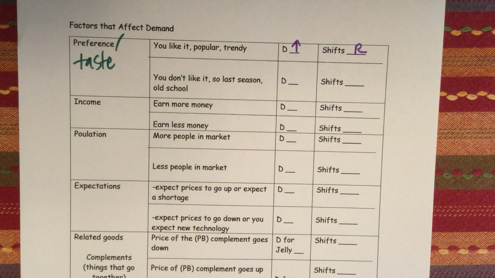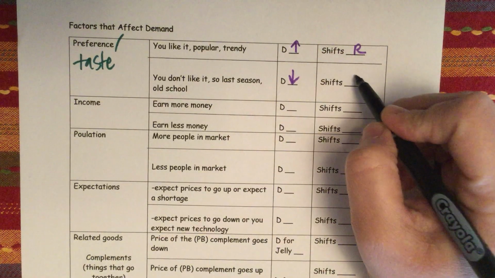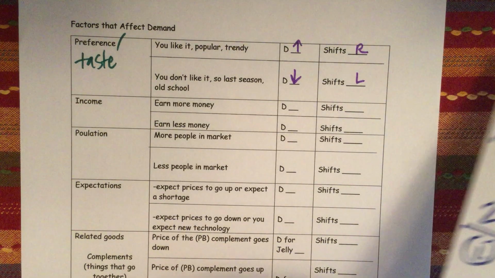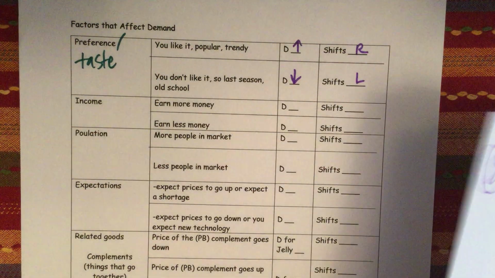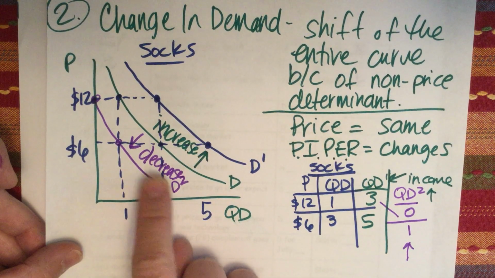On the other end, if you don't like it, if it's last season, if it's old school, if it's out of style, then people are not going to demand it. Demand will go down and it'll shift to the left. The entire curve again will shift to the left. Just to give you a little reminder, this is what I'm talking about: an increase in demand would shift it to the right, a decrease in demand would shift it to the left.